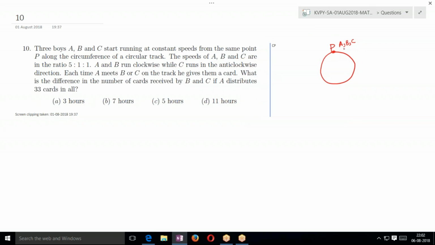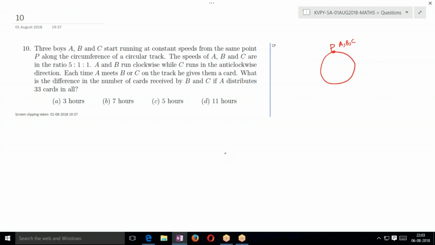They started. So what happened is that A is running in this direction. B is also running in this direction. This is the direction of A and B. But C runs anti-clockwise. So this is the direction of C. Now they have different speeds, but the speed is uniform, constant speed. According to the question, the speeds of A, B, C are in the ratio 5:1:1.